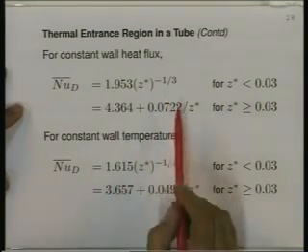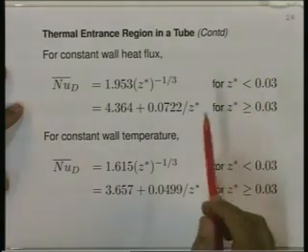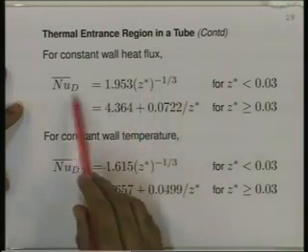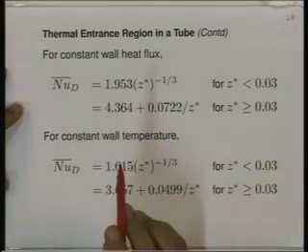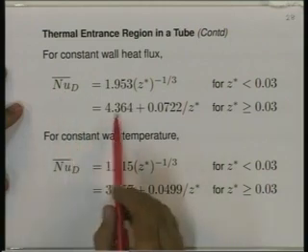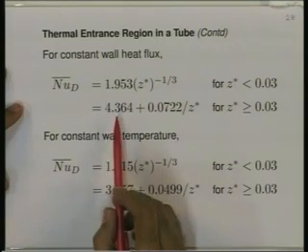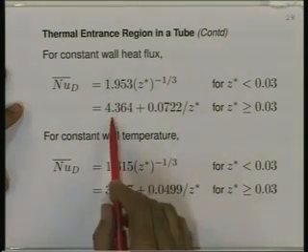Whichever range you look at, Z star less than 0.3 or greater than 0.03, the average Nusselt number keeps on decreasing with Z star. As you go along the length, the average Nusselt number will go down and down, but it will not reduce to 0. Notice that as Z star becomes larger and larger, this Nusselt number for constant wall heat flux approaches the fully developed value of the Nusselt number, the value for the fully developed temperature profile.